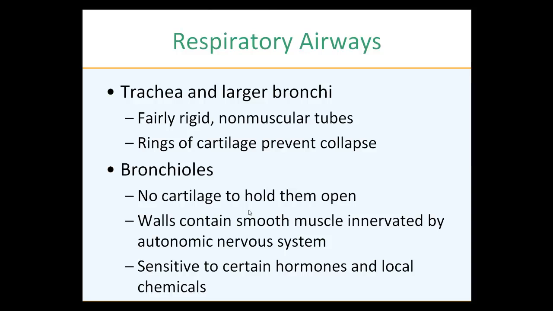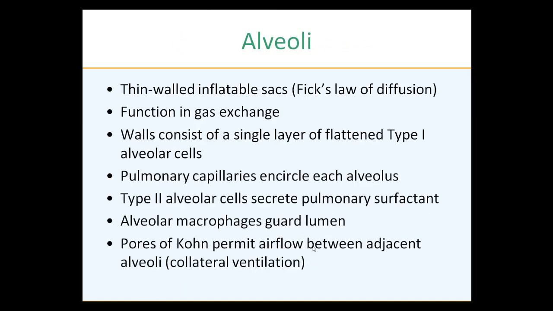If we get to, again, the bronchioles, I'm going to focus on this, not much on the trachea here. We will notice that there is no cartilage. The wall has smooth muscle layers that are innervated by the sympathetic and the parasympathetic system. And they're also sensitive to hormones and local chemicals like prostaglandin and histamine. And we will cover that when we talk a little bit about asthma in a short bit, bronchial asthma.